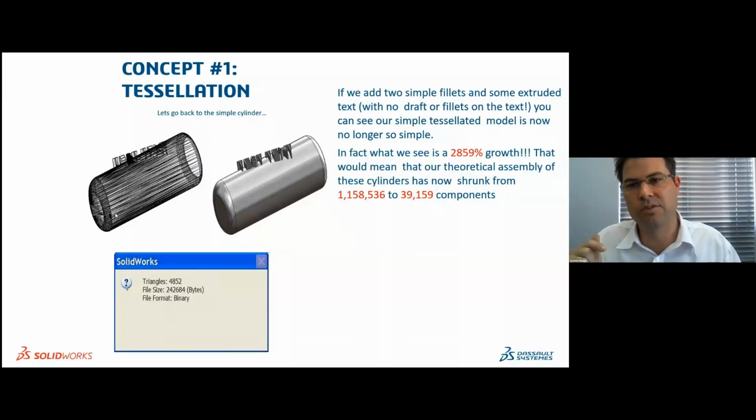Now, there's a 2,859% growth in the number of triangles in the assembly. So all of a sudden, I went from having a possibility of over 1 million parts in my assembly down to 39,000, just by doing 2 fillets and text, because it's got to fill in the triangles for all of those added bits of geometry that I've just done. So be conscientious in what you put into your assembly.